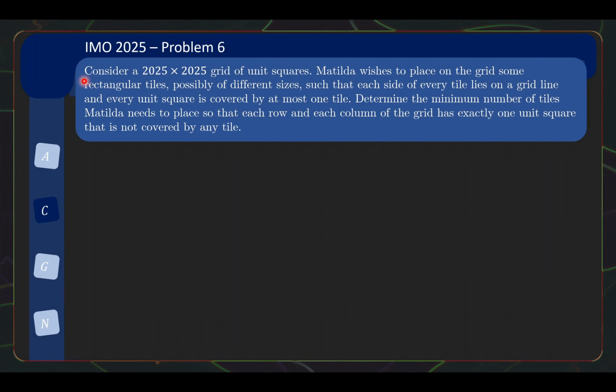So the problem statement is as follows. Consider a 2025 by 2025 grid of unit squares. Matilda wishes to place on the grid some rectangular tiles, possibly of different sizes, such that each side of the tile lies on the grid line, and every unit square is covered by at most one tile. Determine the minimum number of tiles Matilda needs to place so that each row and each column of the grid has exactly one unit square that is not covered by any tile.